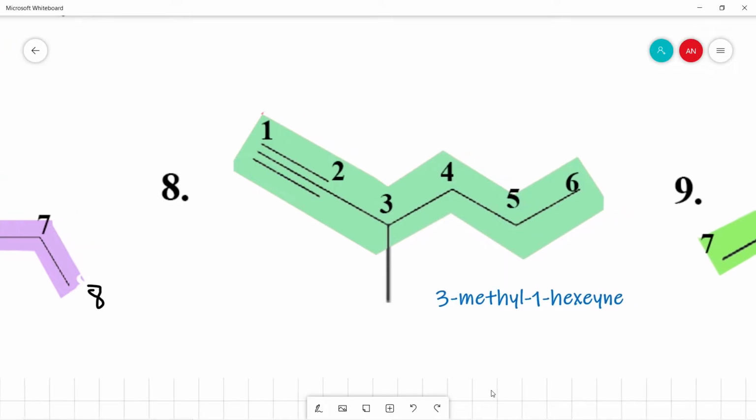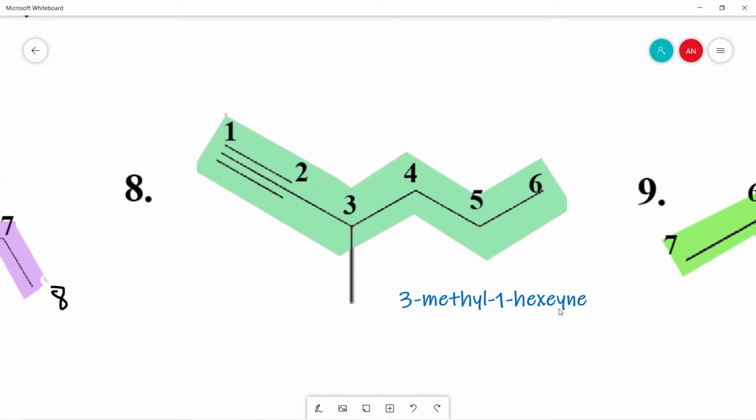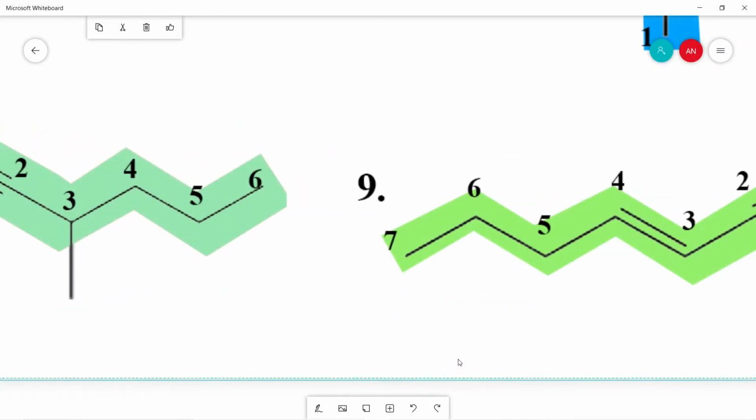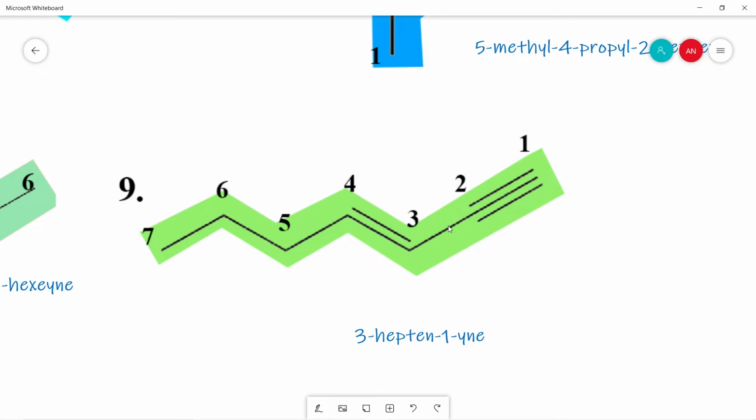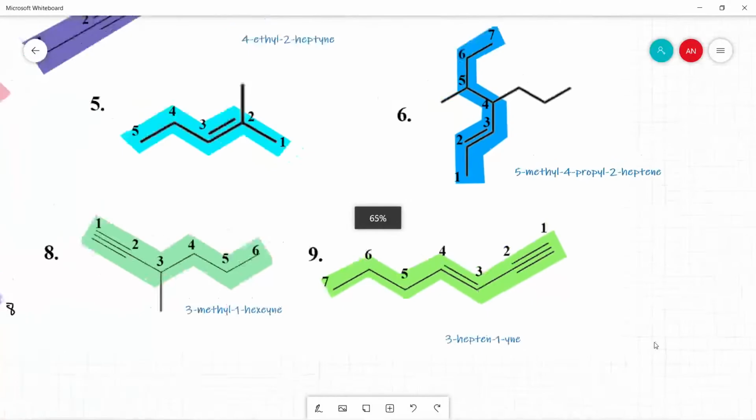Very simple, right? Moving towards the next one, it's 1 hexyne, because this is a parent chain of 6 carbons and the triple bond is on the first carbon, and the methyl radical is on the third carbon, so 3 methyl 1 hexyne. Now the last one, there it is, 3 hepten 1 yne. There is a double bond as well as a triple bond, so I start assigning numbers from the right side, so the triple bond gets the lower number. So it's 3 heptene because the double bond is on the third carbon and the triple bond is between the first and second carbon, so you'll take 1 as a reference and it's 3 hepten 1 yne.